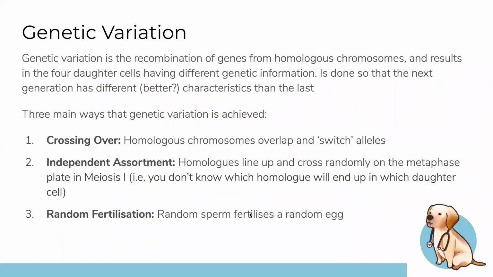Okay, quick note on genetic variation. Genetic variation tends to happen before the chromosomes actually separate. When they line up at the equator, in metaphase, they will do some things to ensure that the daughter cells, like your kids, don't end up looking exactly like you.